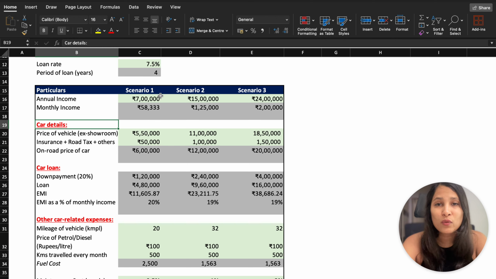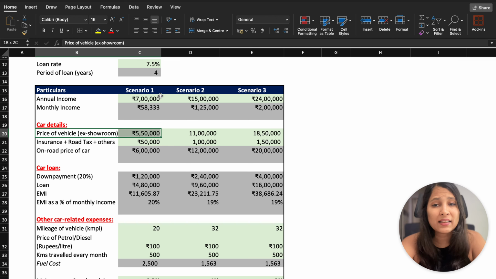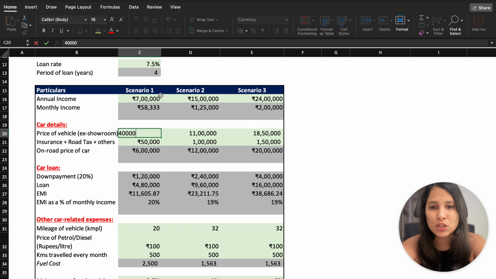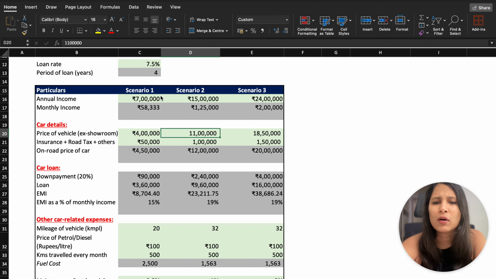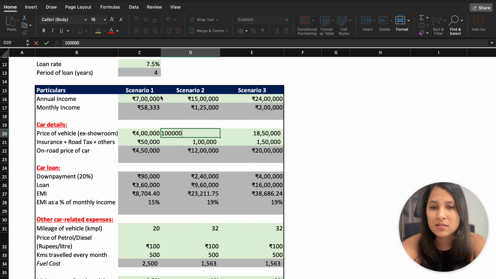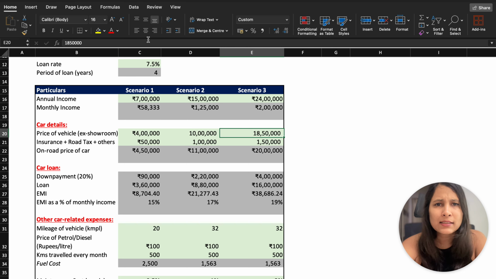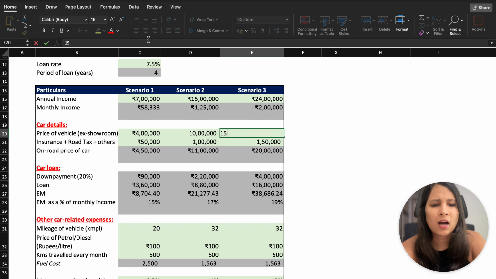Now, post this, you will enter certain car details. You will enter the price of the vehicle, that is the ex-showroom price. For example, in scenario 1, you are thinking of purchasing a car which has an ex-showroom price of 4 lakh rupees. And in scenario 2, you are thinking of purchasing a car which has an ex-showroom price of 10 lakh rupees. And in the third scenario, you are thinking of purchasing a car of say 15 lakh rupees.